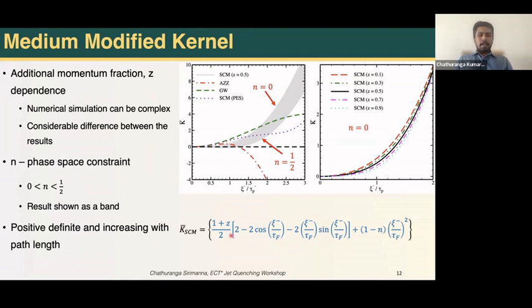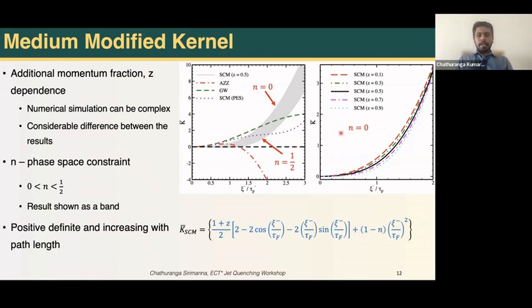Because of that, we compare this result for different momentum fractions, and there's a considerable difference between the results. When we increase the momentum fraction, the contribution from the medium modified kernel decreases. Because of this additional momentum fraction dependence, numerical simulation can be complex, as one needs to include the medium modified kernel into the momentum fraction integral.